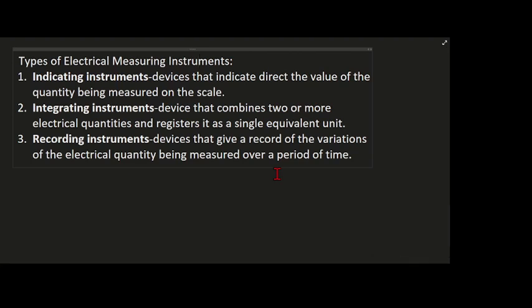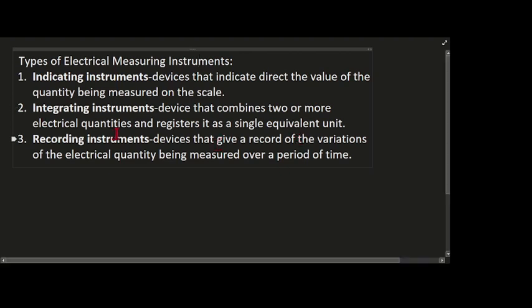Then we have types of measuring instruments. So what are the different types of measuring instruments? These are the general classification of measuring instruments. We have the indicating instrument, which is the device that indicates directly the value of the quantity being measured on the scale. Then we have the integrating instrument, which combines two or more electrical quantities and registers them as a single equivalent unit. An example of this one is the watt meter.